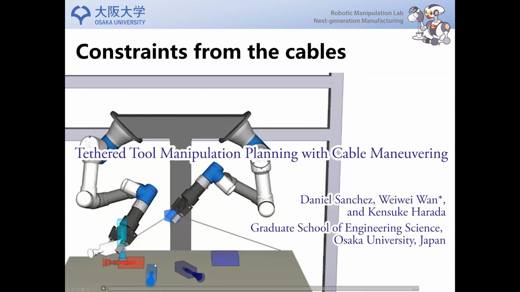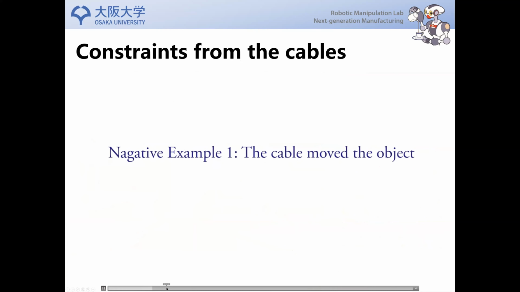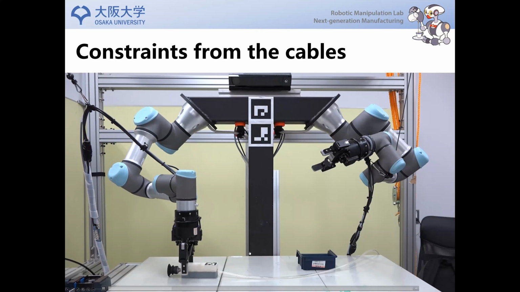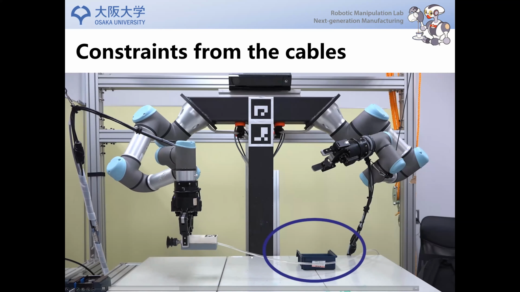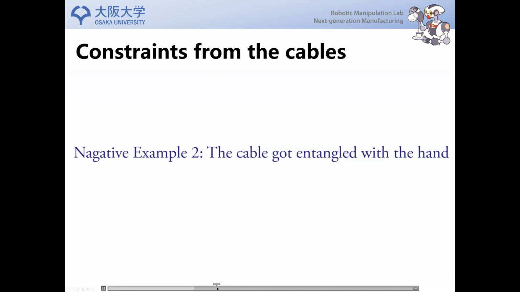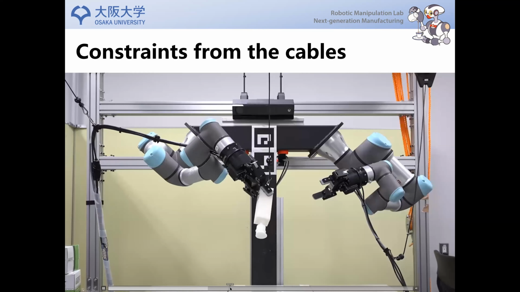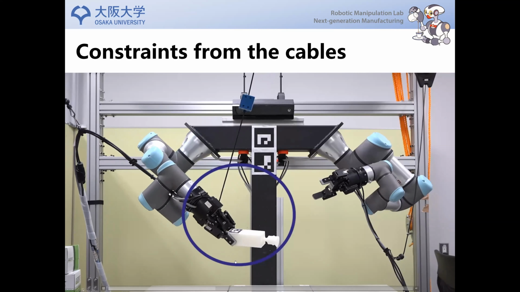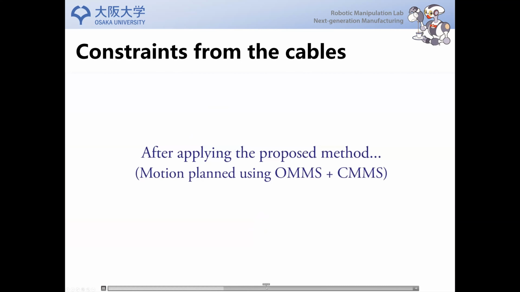Okay, I guess this is the last one. You can see in the previous video, a big problem was the cables. When we pick up something or when we manipulate the tool, it has a vacuum tube or electrical wires, which may get entangled with the object or disturb the environment.